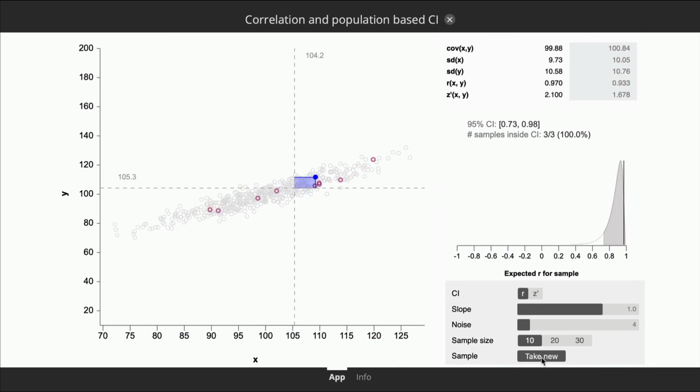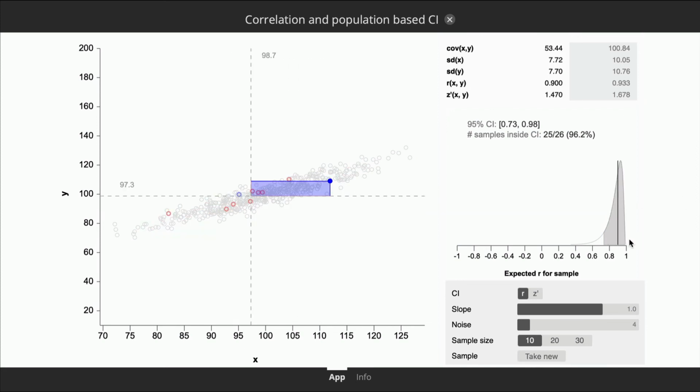So if I start taking many samples, you can see that most of the time, indeed, the sample correlation is in between, right? Then if I switch to Z prime, you can see we still have a normal distribution here. Okay.